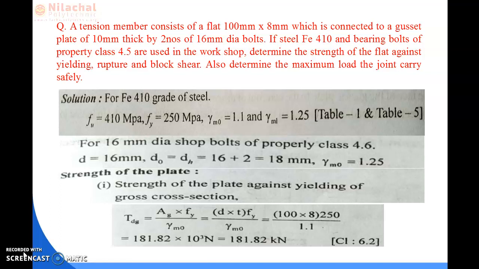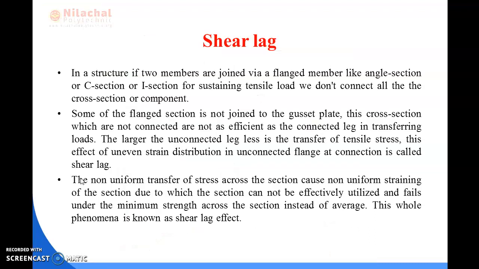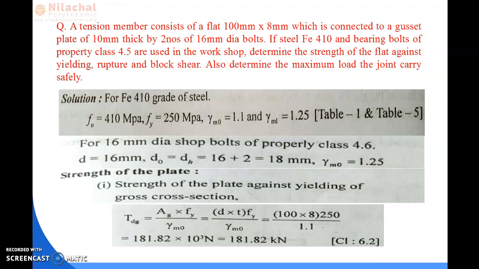In the last class, we discussed the strength of block shear in a tension member, and we discussed the shear lag of the tension member. I also gave you a numerical problem based on the tension member. So today we will discuss the solution part of this problem.